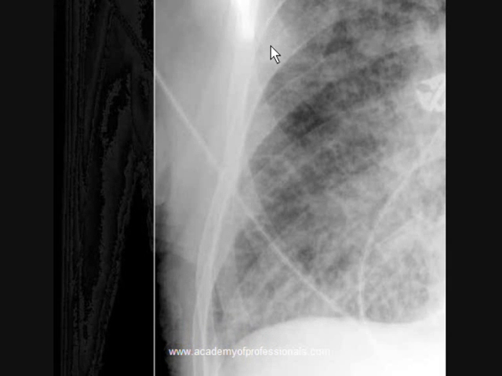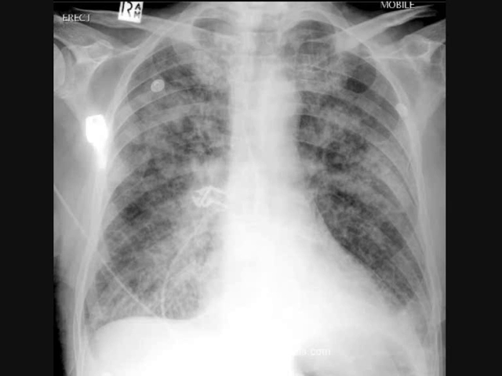The normal vessels are never visible in this area, and this is not a vessel, these are septae, and these are visible because of the accumulation of fluid within the septae. The septae get bigger and become visible as Kerley B lines or Kerley A lines. We do not have a good example of a Kerley A line.